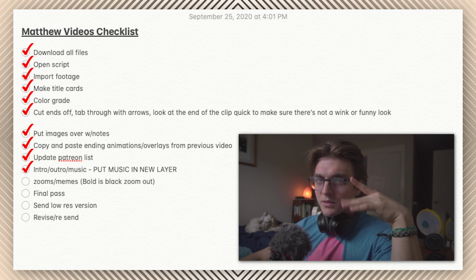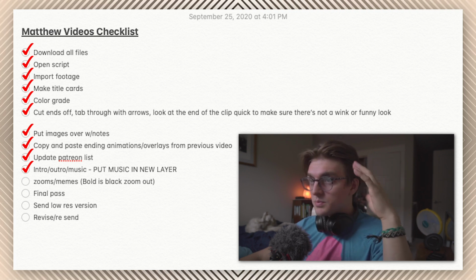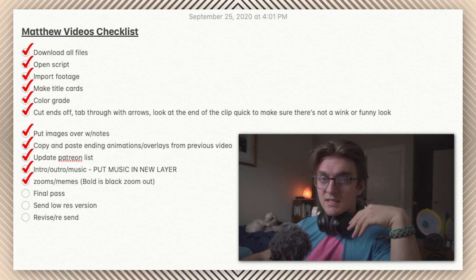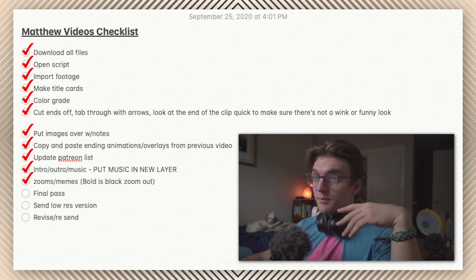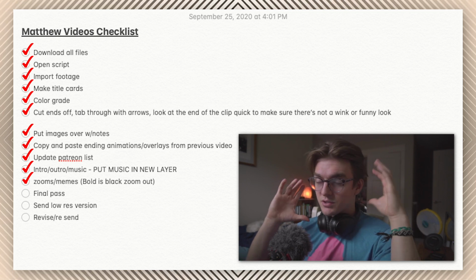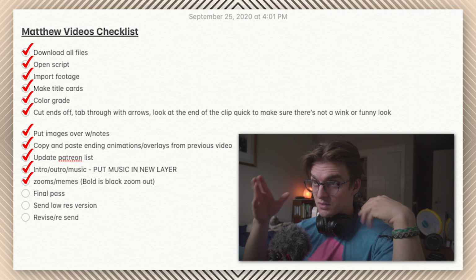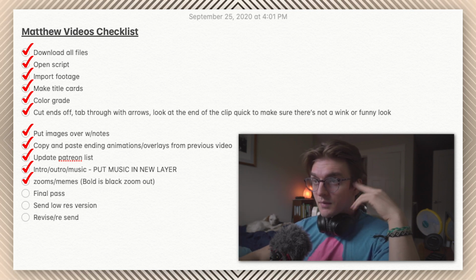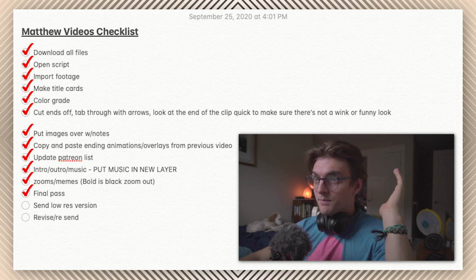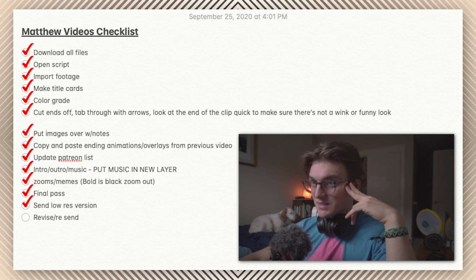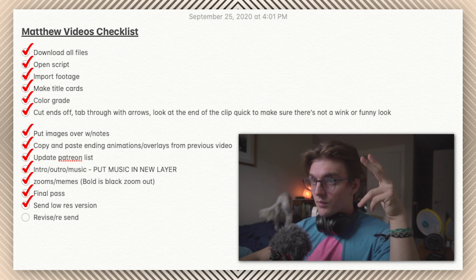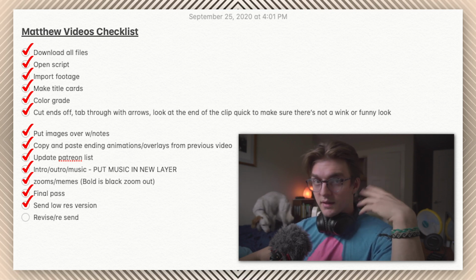Sometimes I do this part in the beginning. Then zooms and memes, which is more specific. If I watch through it and it's not dynamic enough, or the shot holds for too long, I'll throw in a zoom or a cut or a meme or an edit. Then watch it over one last time. Then I render out a 720p version because it doesn't take up too much space, send it to him, and he'll send me revisions. Then I revise, resend it, and that's it.